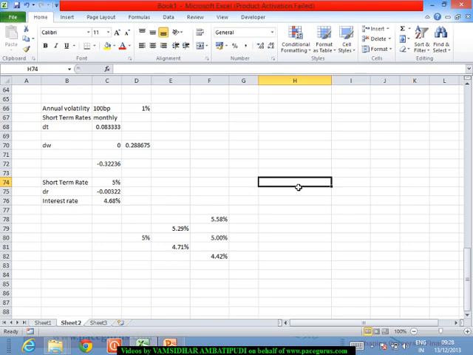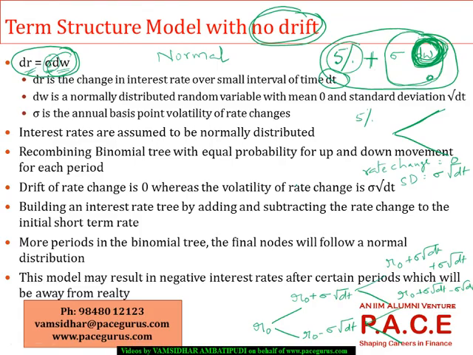We can very well add and subtract that same sigma dW, or probably sigma root dt, because we are talking about an average increase in rate versus average decrease in rate. So the interest rate tree is built like this, and there is a 50% chance of going up as well as a 50% chance of going down. So this is how our no drift model interest rate tree is built.